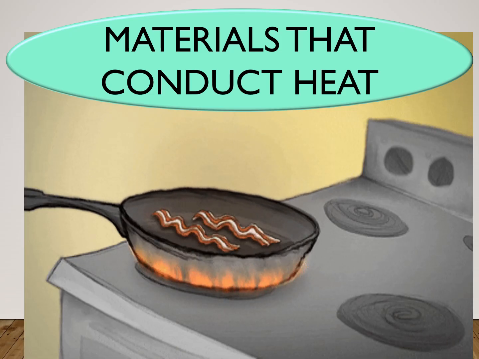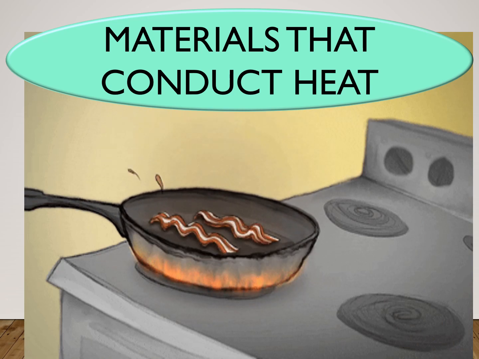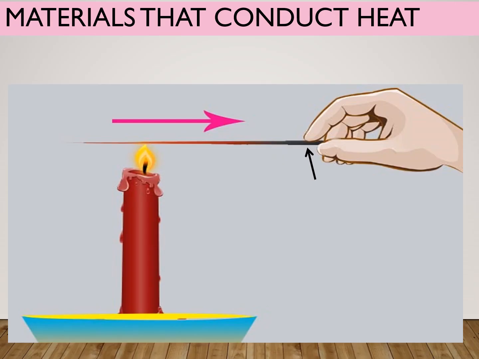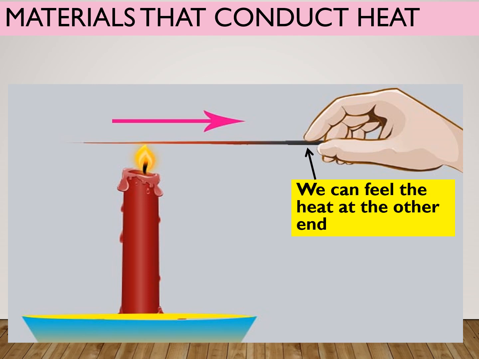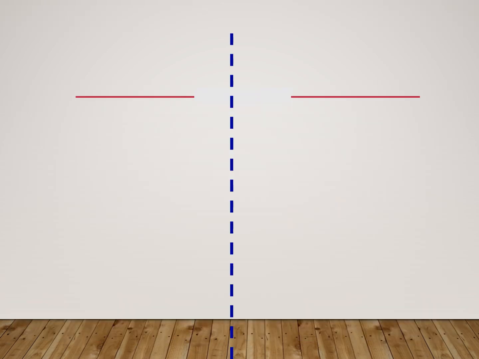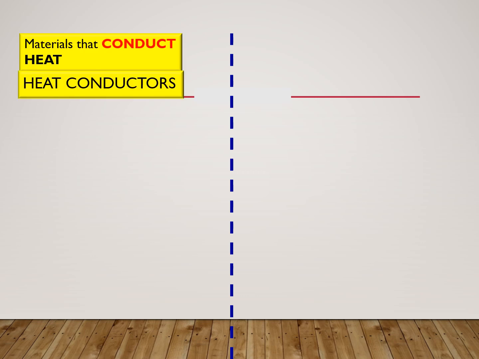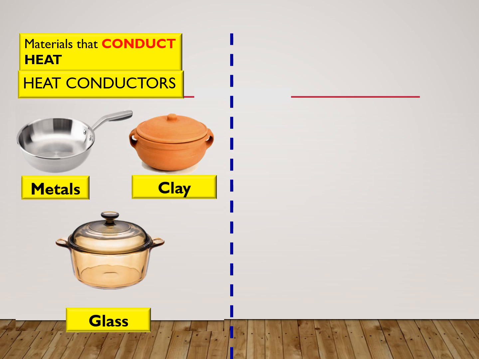Now let's learn about materials that conduct heat. When we heat a metal at one end, after a while, we can feel the heat at the other end. This is because metal is a heat conductor. Materials that conduct heat are also known as heat conductors. They are metals, clay, or glass. One of the uses of heat conductors is in cooking utensils to cook food.